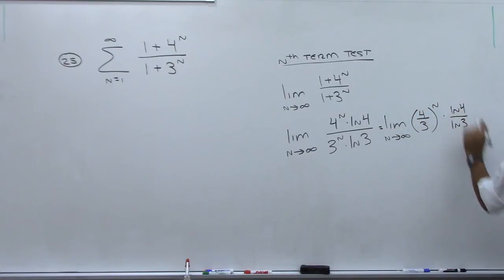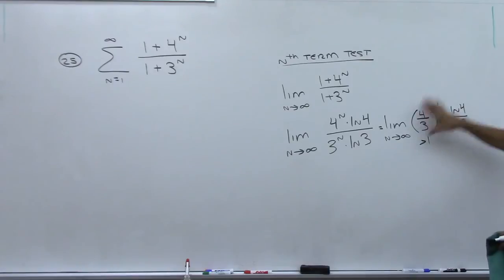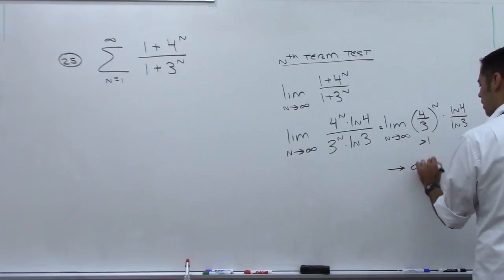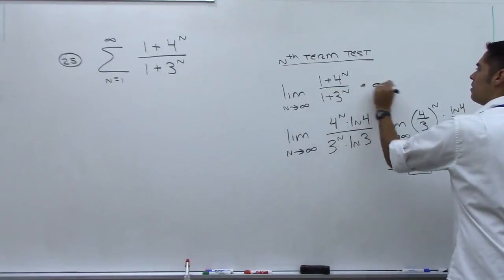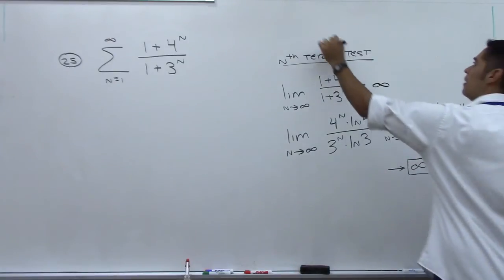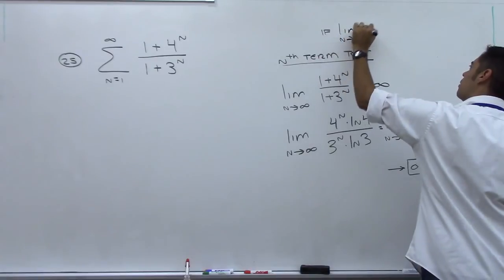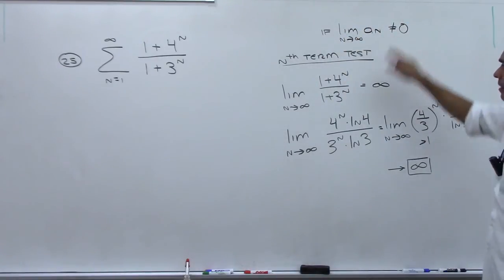This is just a number out here. But this is a number right here. It's bigger than 1. And we're raising it to a power that's getting bigger, so that thing should blow up. And that means that this thing goes to infinity. And so this limit is infinite. And the nth term test says that if the limit as n goes to infinity of your sequence is not 0, it diverges. And that's not 0.